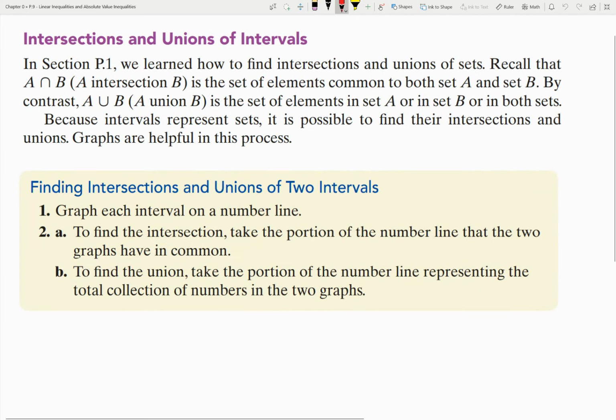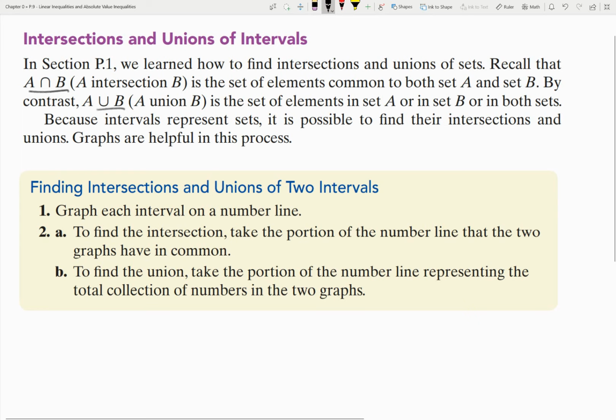All right, so next we can make an intersection and union of two intervals. So in section P1, you learned how to find intersection and union of sets. Recall that we have a symbol for intersection and union. Intersection means what's common between both sets, where they overlap. And union means put both sets together, so everything in A and in B.